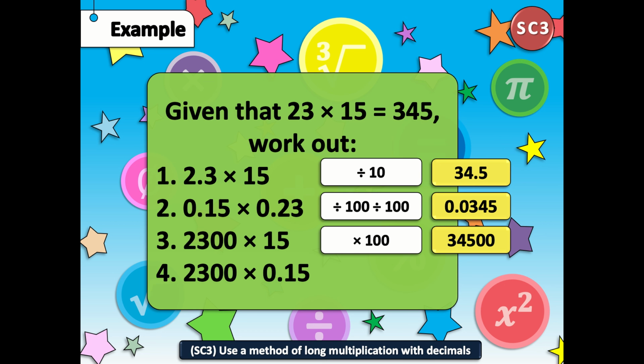In the fourth question, we've times 23 by 100 and divided 15 by 100. So we need to do the same thing to 345. We times it by 100 and then divide it by 100, which means we get 345, which is what we started with.